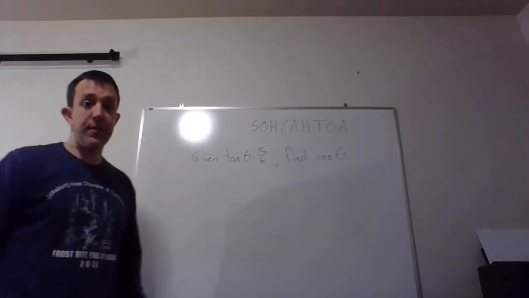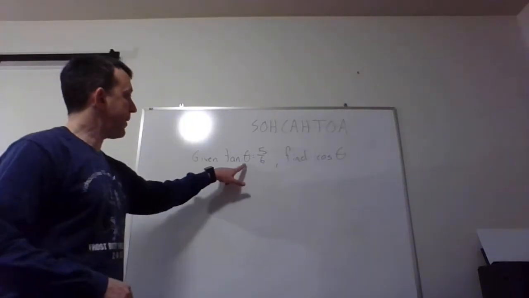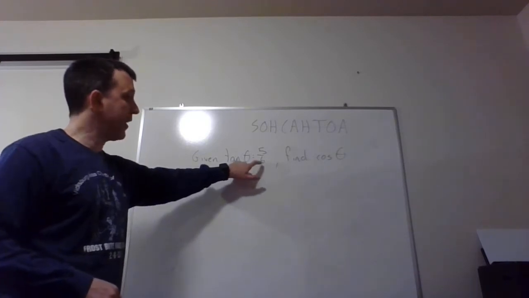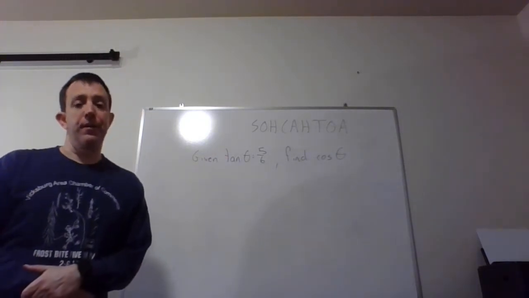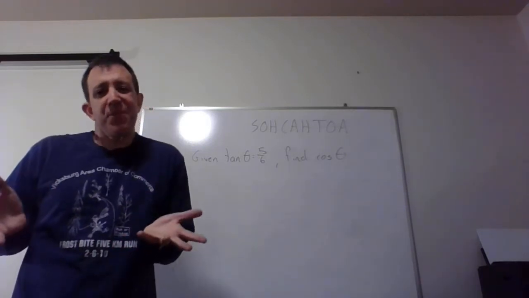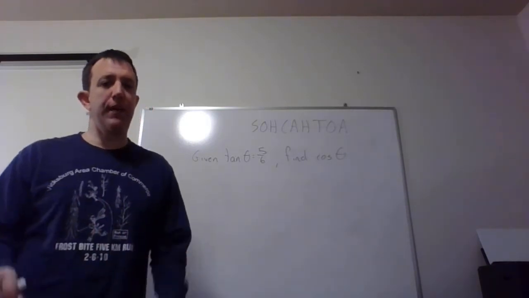All right, so here's our next example. This time I have a trig function. I have its value. Tangent of theta is 5 over 6. And I want to find cosine. We don't have a triangle. That's okay, we're going to make one. That's all we're going to have to do here.